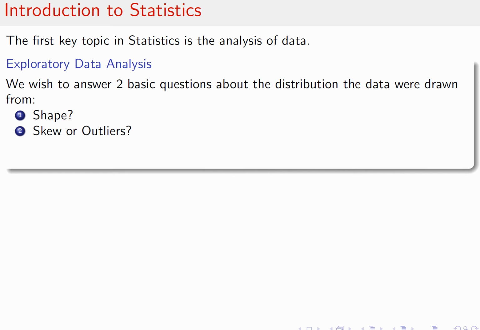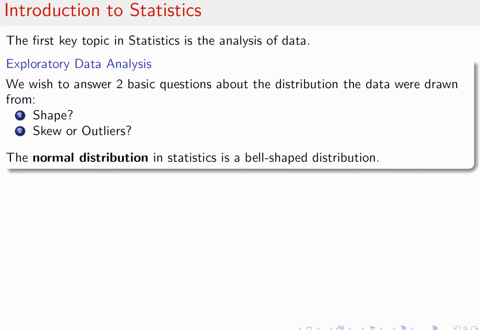And so what are we going to learn first in our first couple of notebooks after this one? We're going to learn about exploratory data analysis. We're given a data set, and then what do we do with that? It turns out that the two basic questions we want to ask is, what kind of shape is the data? Are there any skew or outliers in the data?